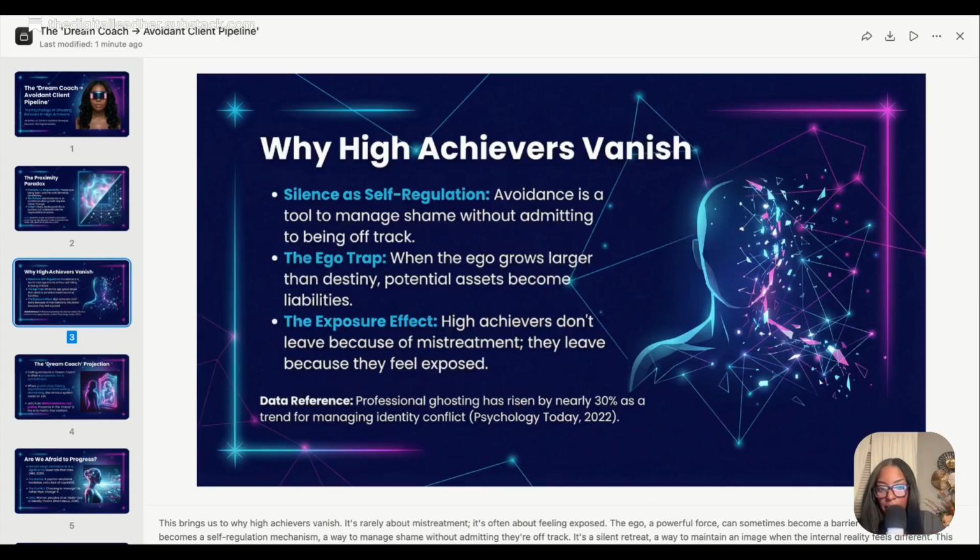And then the ego trap goes to the next thing. When the ego grows larger than our destiny, potential assets become liabilities. Look at the world right now. It's ran by the ego. I hate to say this, but I'mma say this anyway, and I love men, but men right now are running this world down to the ground because of their ego. They are in a race to extinction. They are okay with erasing humankind because they are trying to win against God and exterminating themselves in the meantime. Ain't that crazy?